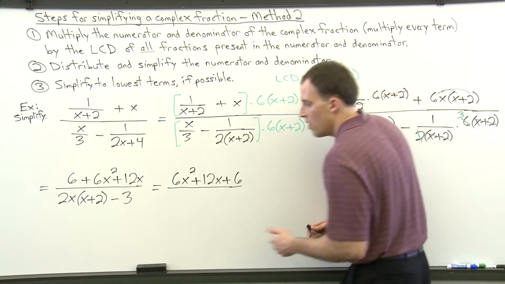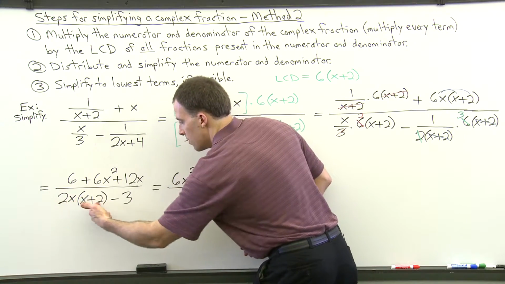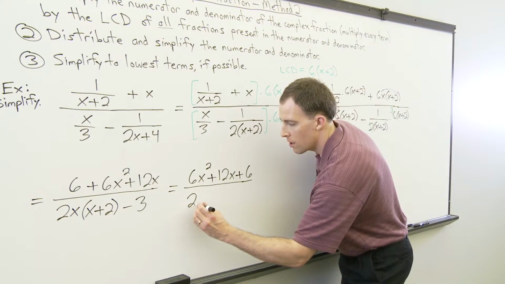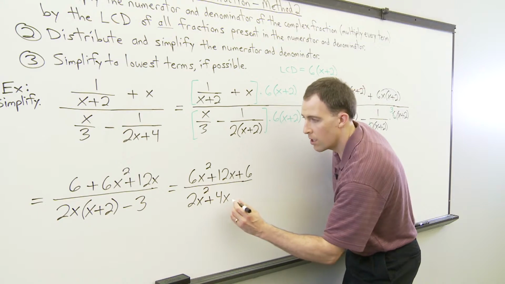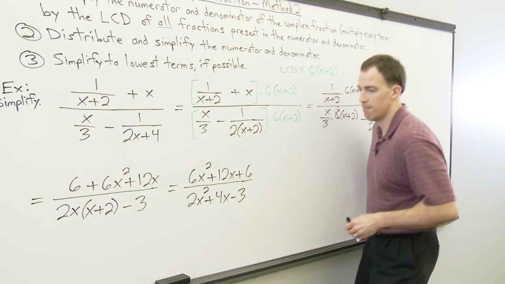As for the denominator, it looks like we need to distribute the 2x to clear the parentheses. So that's going to be 2x squared plus 4x minus 3. Okay.